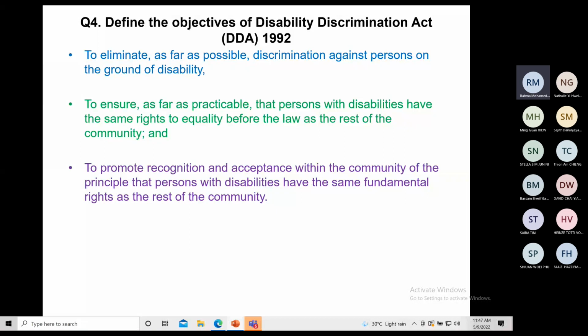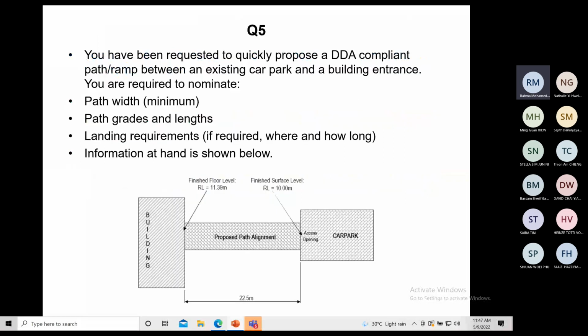Then moving on to the last question, this is a little bit more challenging. You have been requested to quickly propose a DDA compliant path or ramp between an existing car park and a building entrance, and you are required to nominate path width, path grades and length, and landing requirements if required, where and how long. The information at hand is shown below.